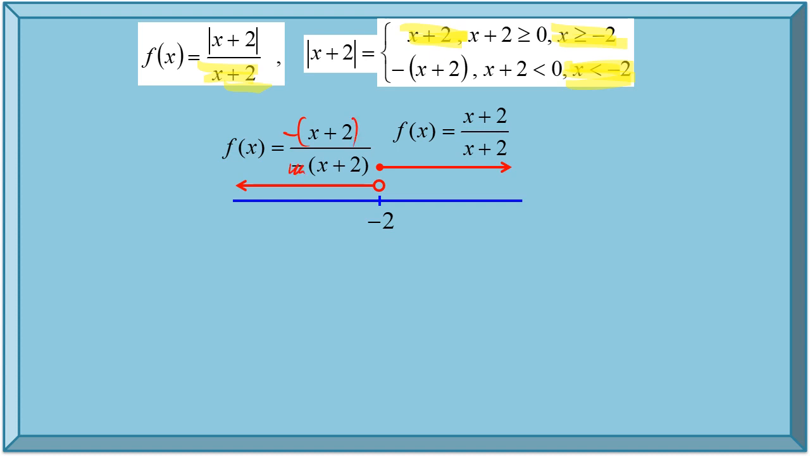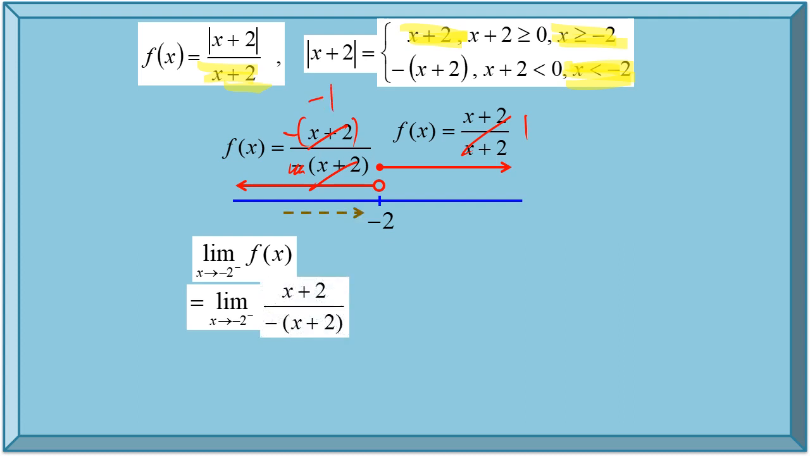If we see, this x plus 2 over x plus 2 can be simplified into 1. The other one will be negative 1 after we simplify it. So we can directly substitute into the function for the limit of f(x) as x approaches negative 2 from the left side. From the left side, we use this function, negative of x plus 2 over x plus 2, which is equivalent to negative 1. So the answer here is negative 1.